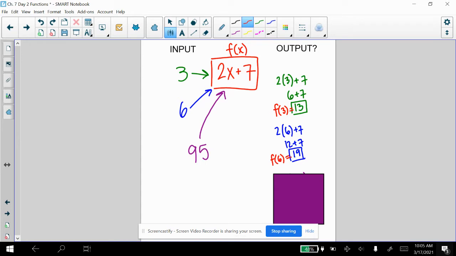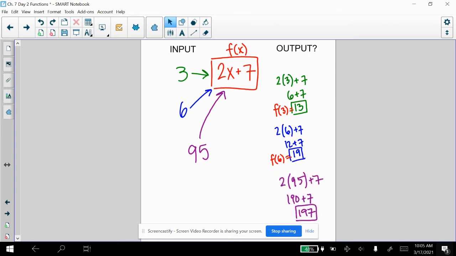And lastly, if we were to plug in 95 for x, that means again, we're replacing x with that 95. So 2 times 95 plus 7. So I could say that f of 95 equals 197.